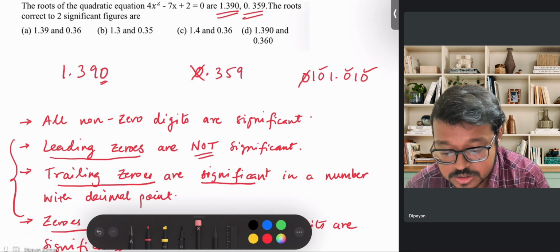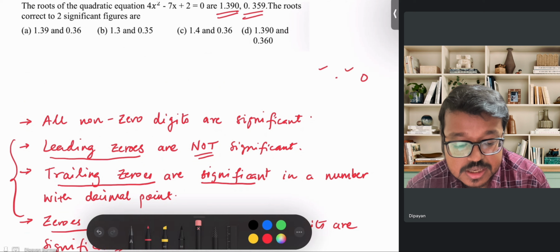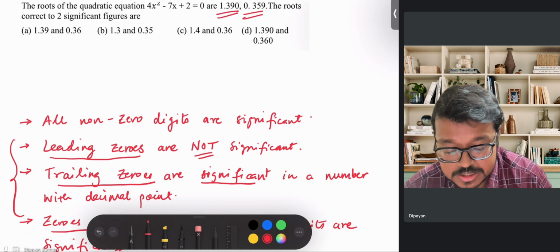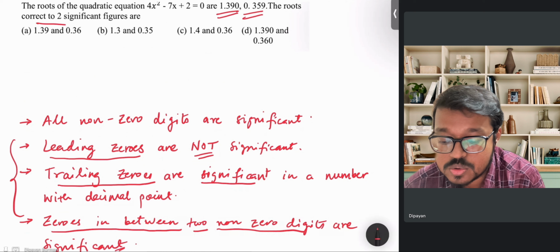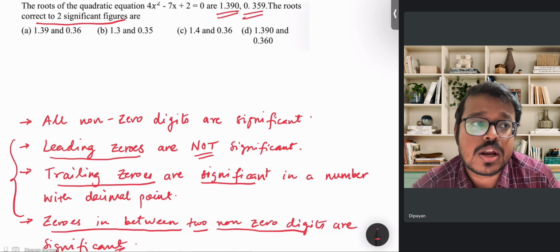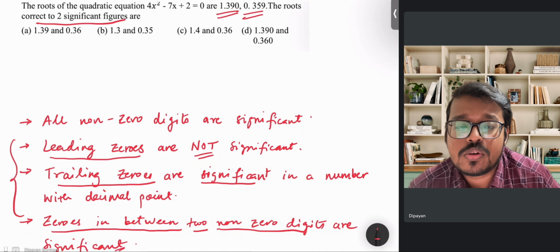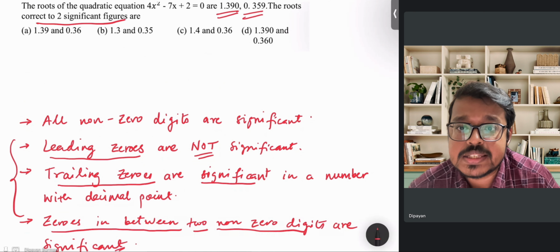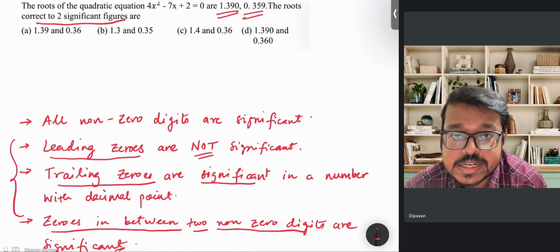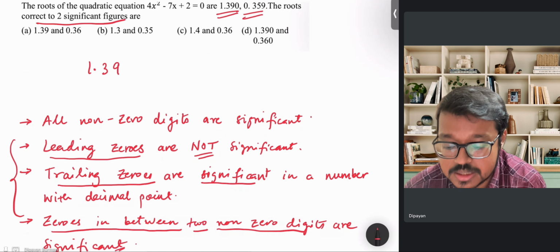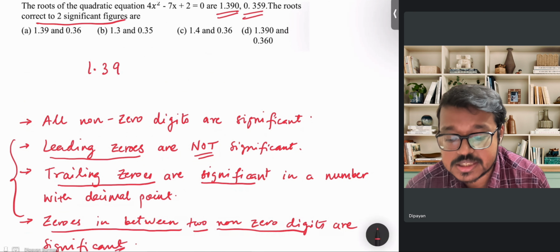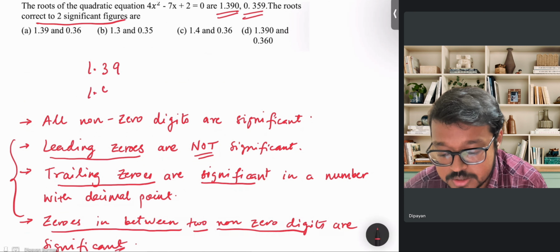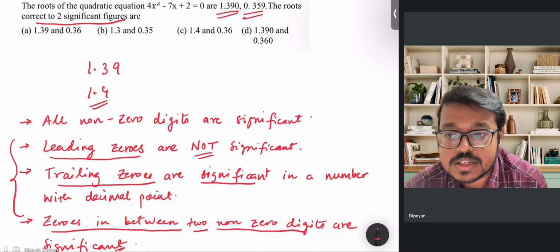Now that we have understood how to identify significant figures, in this question, we need to round off correct to two significant figures. So whenever I'm trying to round off up to some number, I have to look at one more additional digit. So I want to look at the number up to three significant figures. So 1.390, 1.39, these are three significant digits. And if I round off to two significant figures, normal rounding off rules will apply. This will become 1.4. This is correct to two significant figures.